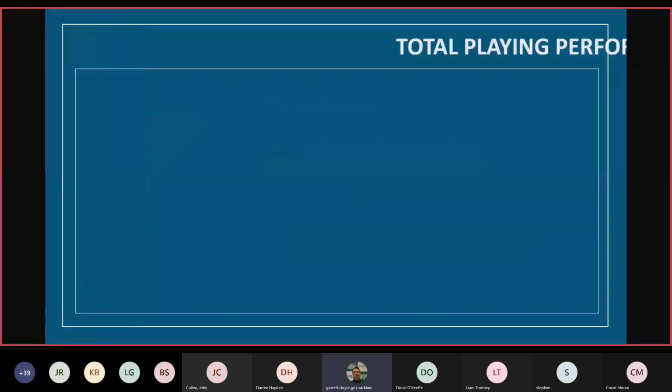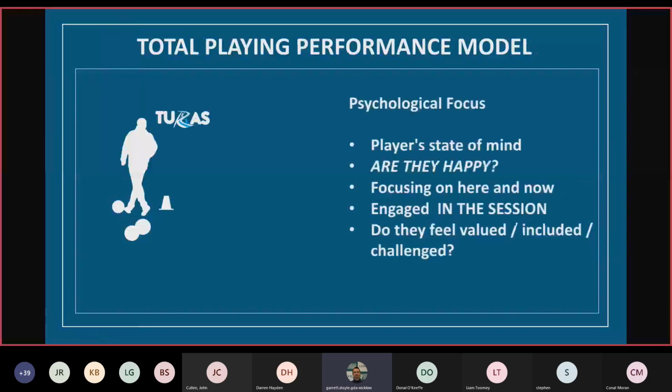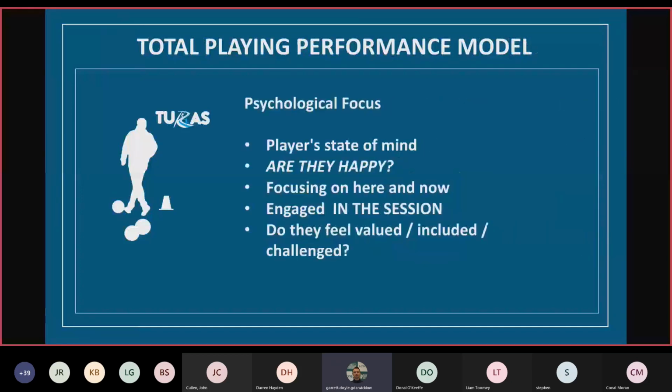And then the last part of the total playing performance model is the psychological focus. It's similar to the participant feedback, but you're really paying attention to the player's state of mind. The two most obvious things are: do they look happy? Are they smiling? What's their body language like?